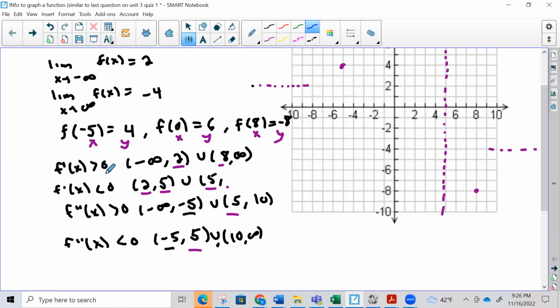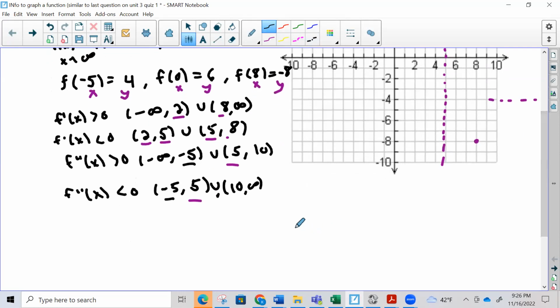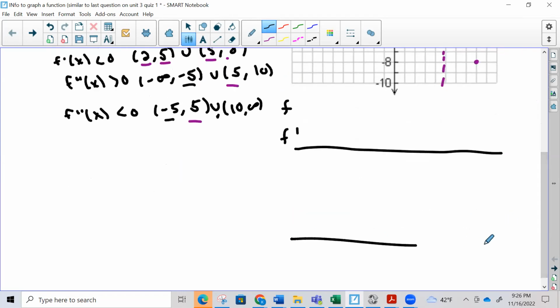And then from there, we need to figure out where my function is increasing or decreasing based on the first derivative, so these two lines. And then where it's concave up and concave down based on these two lines. And sorry, I erased part. This should be 5 to 8. Okay, so the best way to figure that out is to draw a sign chart for the first derivative and for the second derivative.